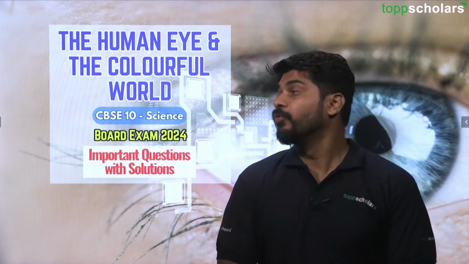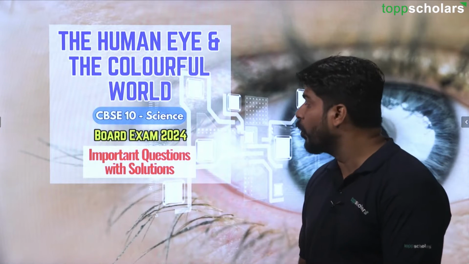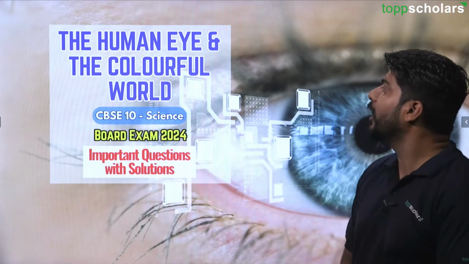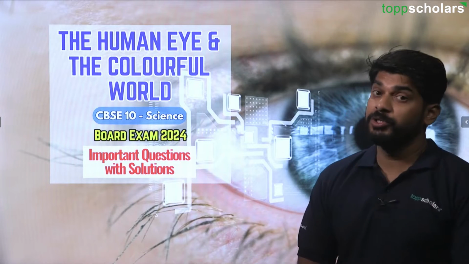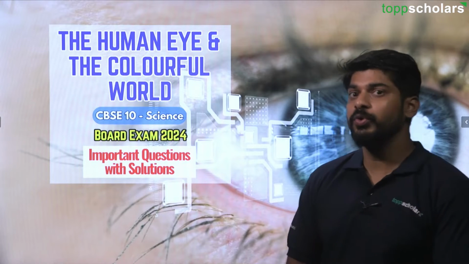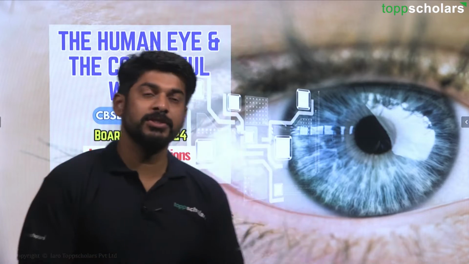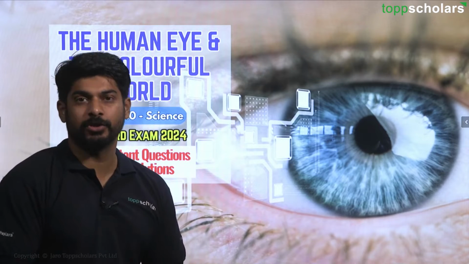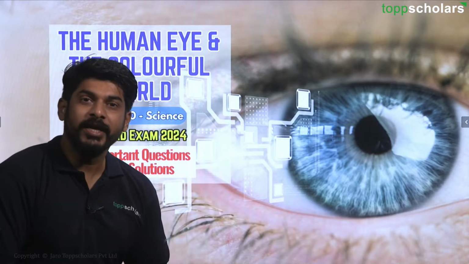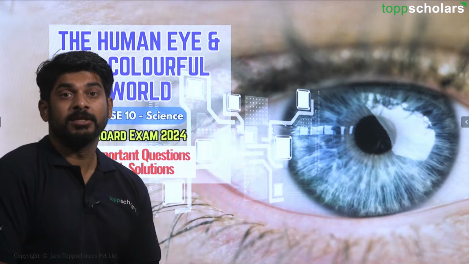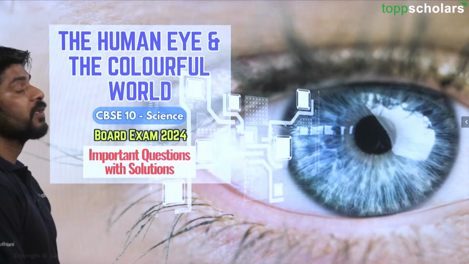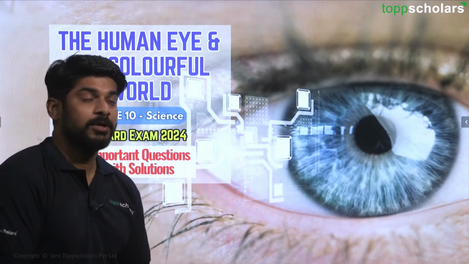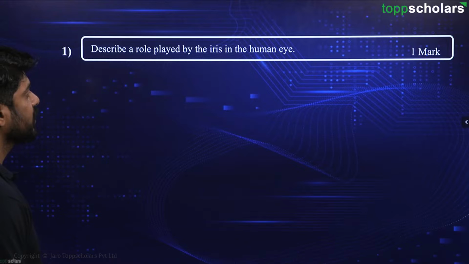Today in this lecture, we are going to discuss some of the important questions and their solutions from the chapter The Human Eye and the Colourful World from the 10th standard CBSE board. If you are preparing for the board examinations of 10th standard CBSE board, then this lecture is particularly very important. As you know, this chapter is quite important and carries a large number of marks. So let's look at some questions which may be asked in your exams, and let's study some of them.